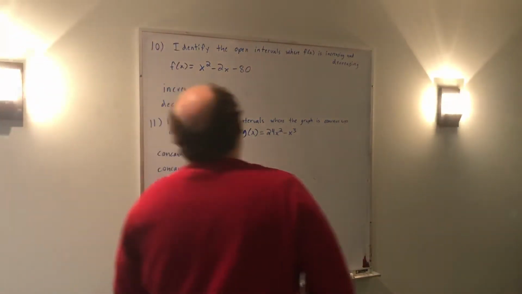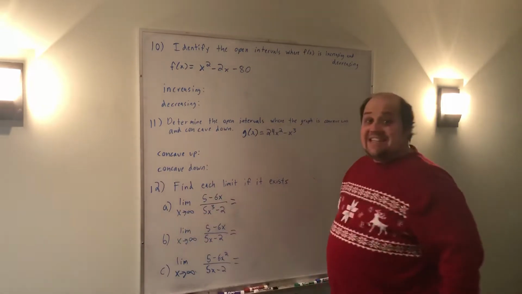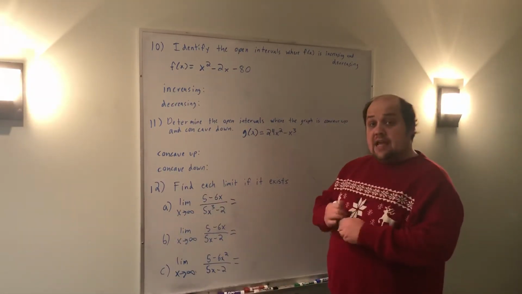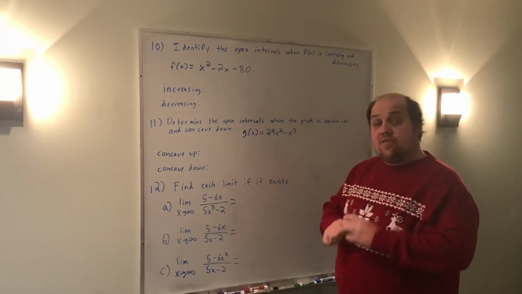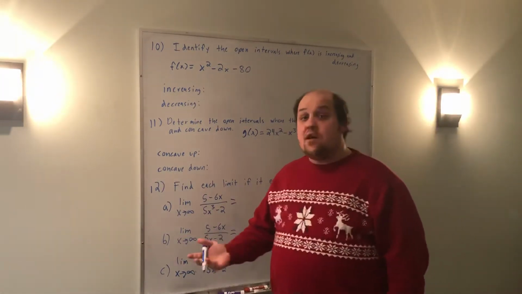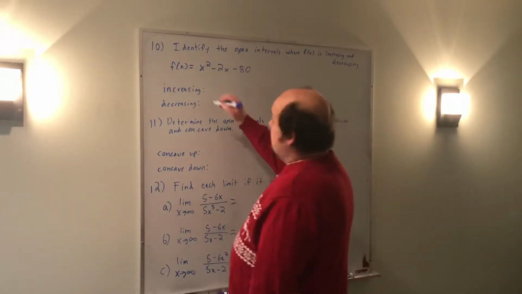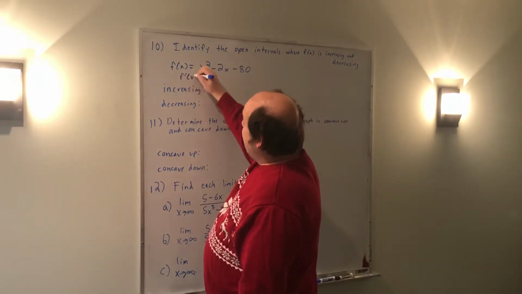Number 10 asks me to identify the open intervals where f of x is increasing and decreasing. To find where the graph is increasing and decreasing, I need to take the derivative and set the derivative equal to 0. I can then create a number line where positives mean increasing and negatives mean decreasing. So first step is f prime of x.